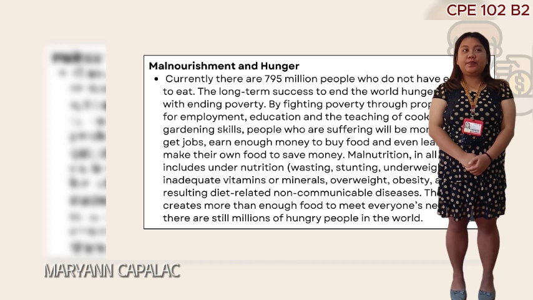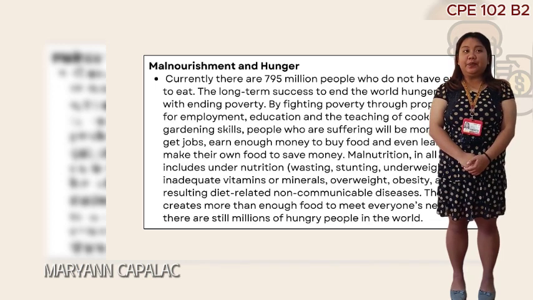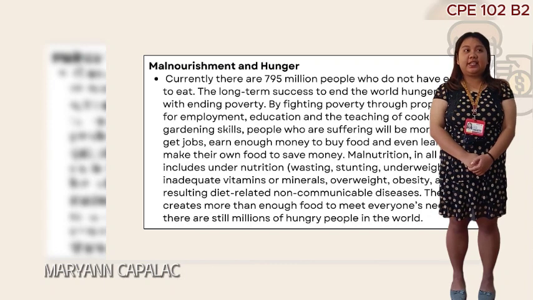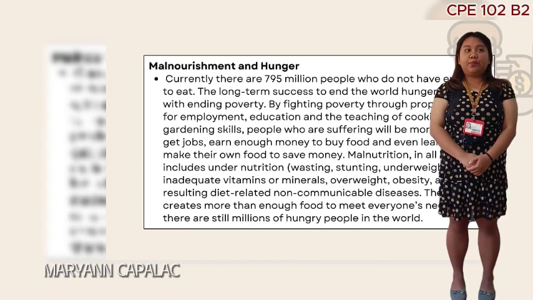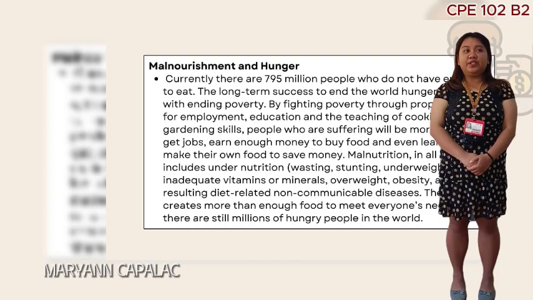Malnutrition in all its forms includes undernutrition, inadequate vitamins or minerals, overweight, obesity, and resulting diet-related non-communicable diseases. The planet creates more than enough food to meet everyone's needs, but there are still millions of hungry people in the world.